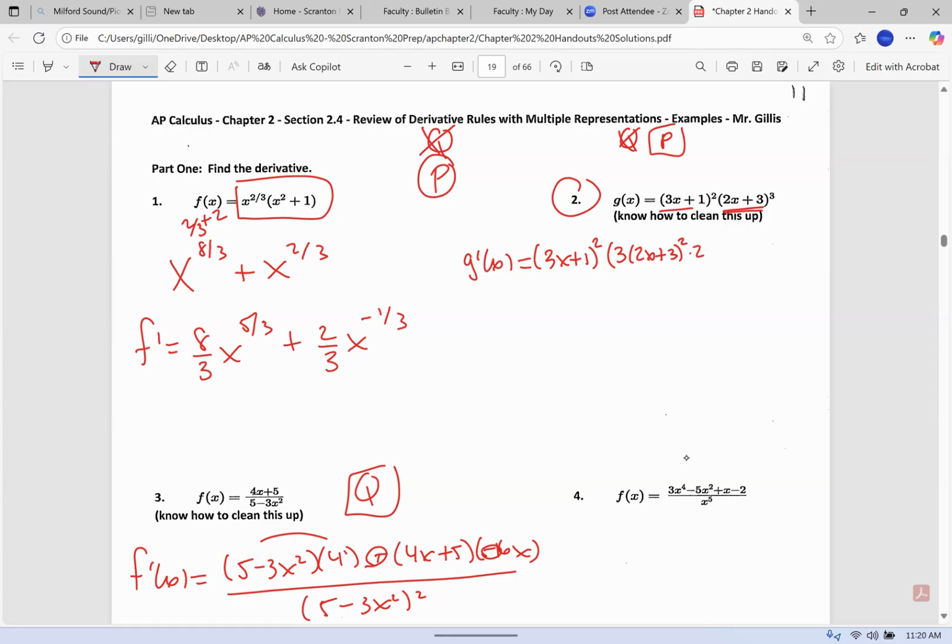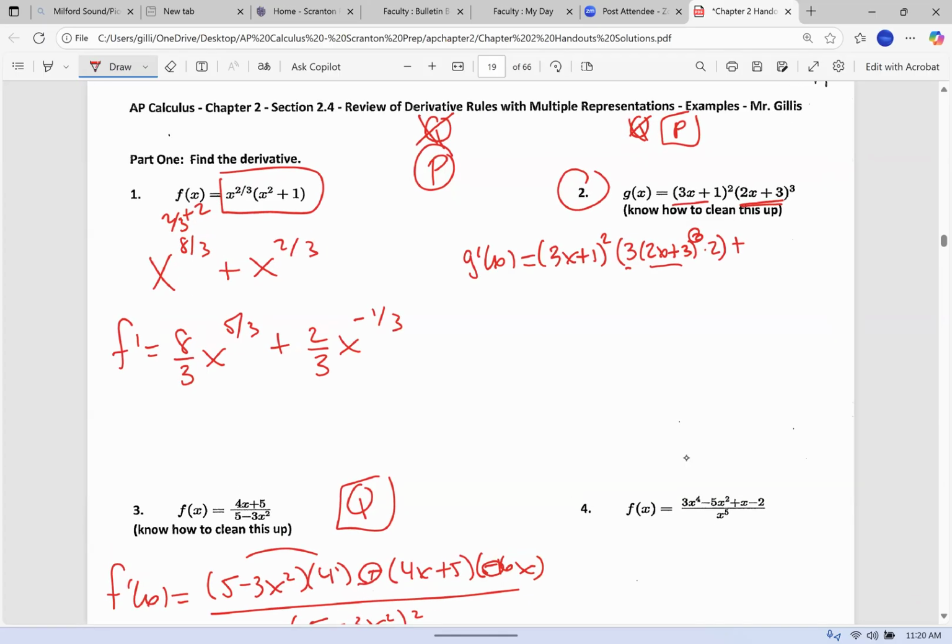Remember 4 things. Drop down the power, repeat the inside, decrease that by 1, and times it by the derivative of the inside. That's where I run out of room here. I don't like this part. Plus the second, which is 2x plus 3 cubed. And the derivative of the first: drop down the power, repeat the inside, decrease it by 1, and times it by the derivative of the inside.